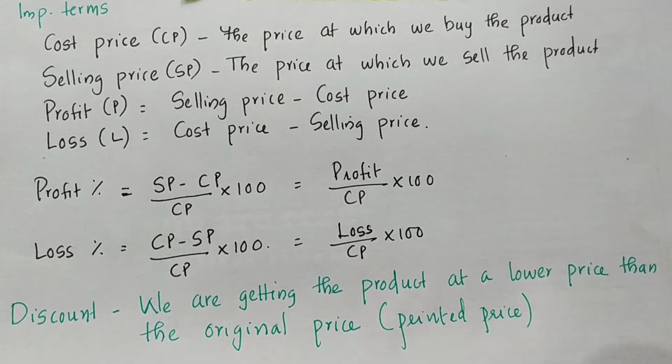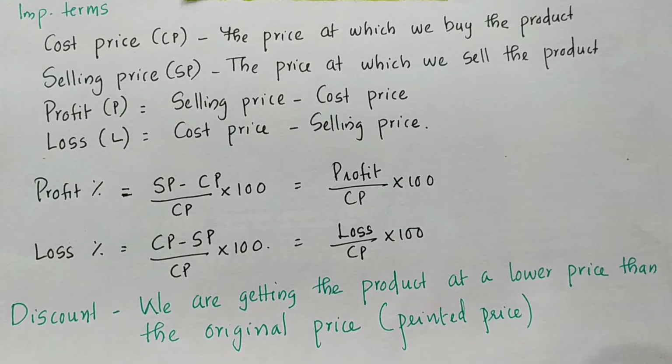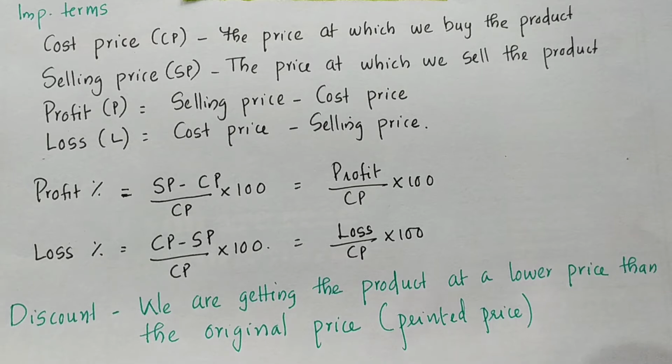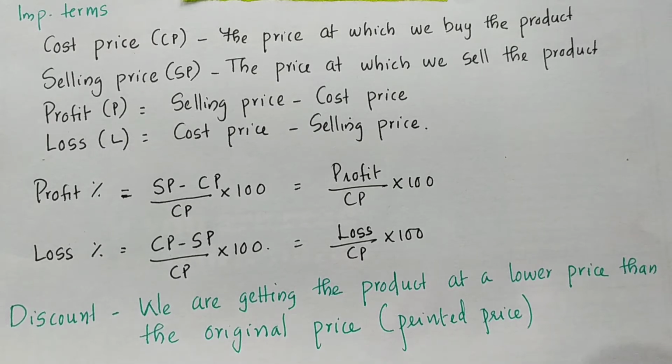Another important term is discount. What is discount? That is, we are getting the product at a lower price than the original price. So the price at which we are getting the product is a discounted price. That is the selling price of the retailer. The selling price of the retailer must be in between the cost price of the retailer and printed price. So he will get a profit definitely. Okay, we will discuss this topic later in this video by solving a problem.